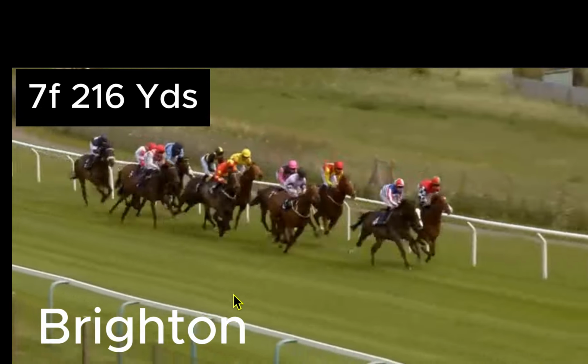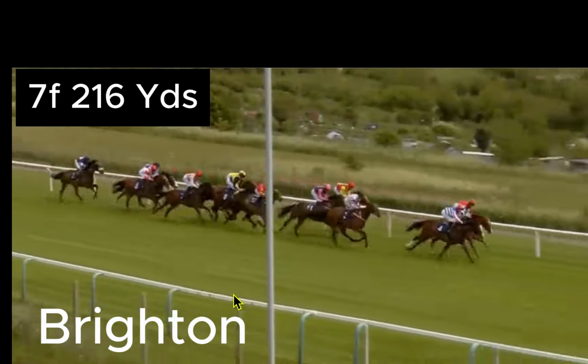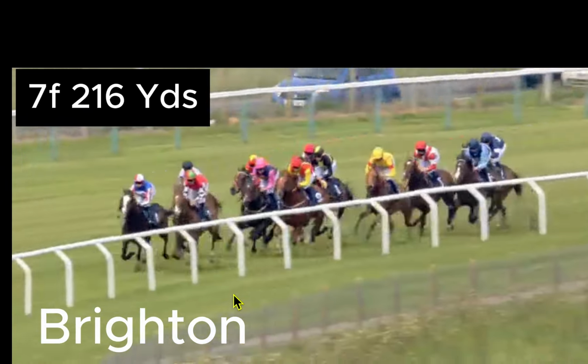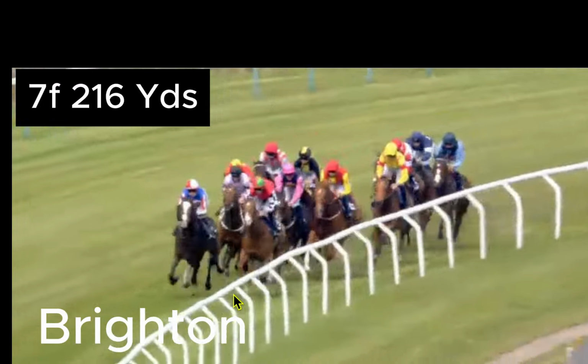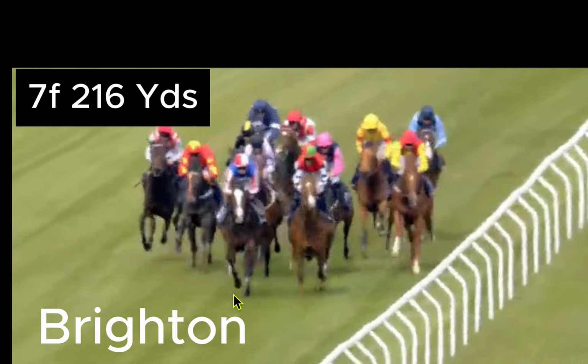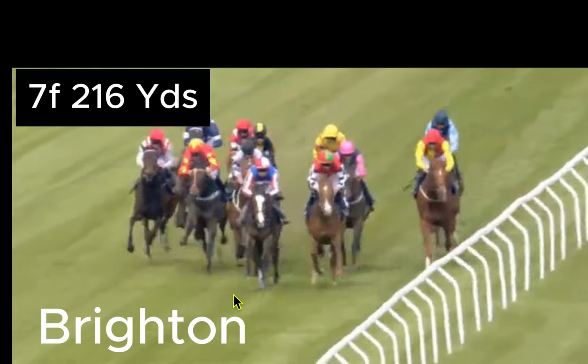It's all downhill, and they come down this very, very steep hill off the bend. As you can see, all the bend down a very, very steep hill. All downhill.